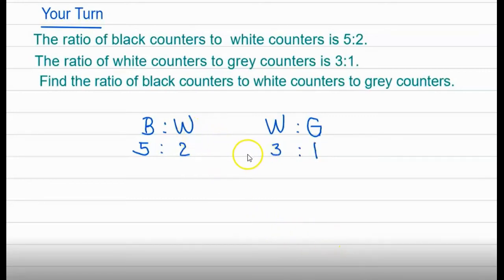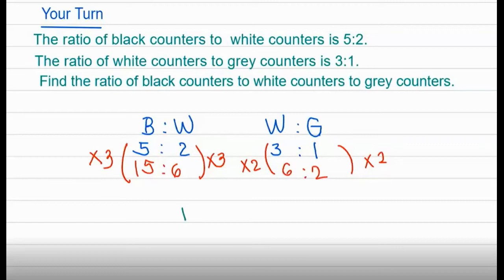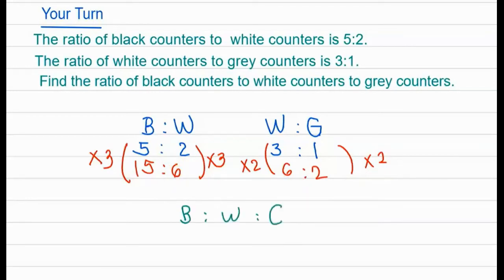Now, both of these groups have white counters in common, so we need to make them the same to eliminate one variable. So we multiply the first group by 3, so 5 times 3 becomes 15, and 2 times 3 is 6. For the second group, we multiply them by 2, so 3 times 2 is 6, and 1 times 2 is 2. Now you can see that the white counters have both 6, so that means you can write now the ratio of black to white to gray as 15 to 6 to 2. And that is your answer.